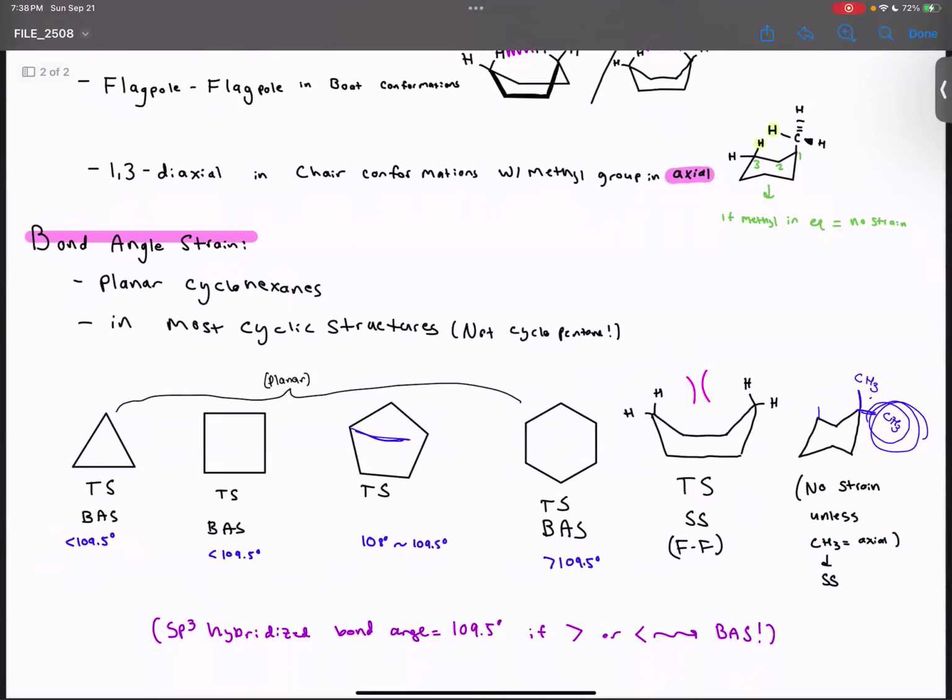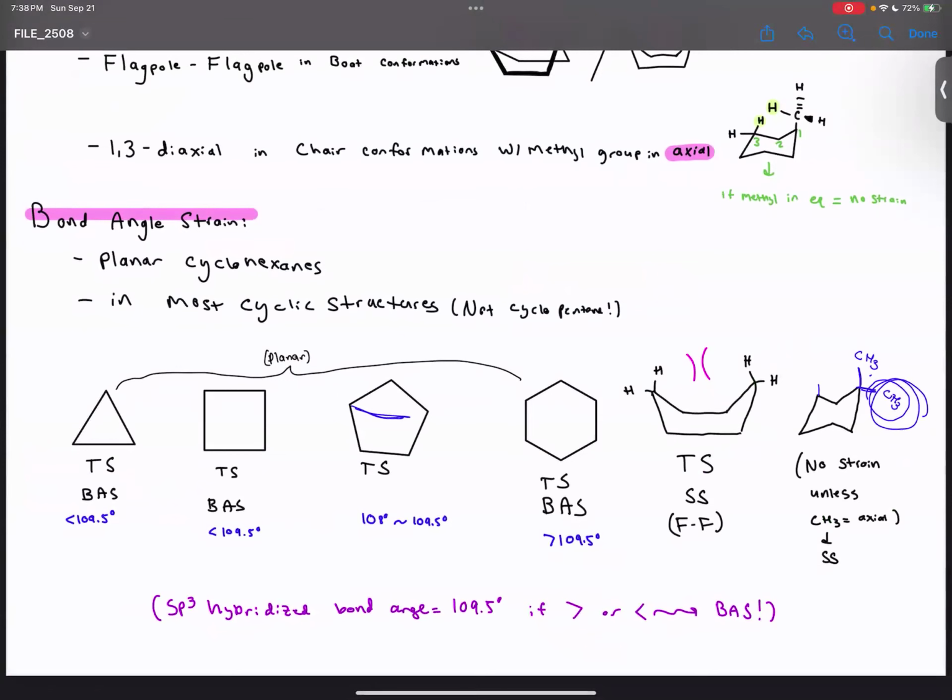And so really quickly, bond angle strain review. So planar cyclohexanes in most cyclic structures, except for cyclopentane. So all these are planar. And then just a review like torsional strain, bond angle strain, and not just because our ideal hybridization is going to tell us that we want a bond angle of about 109.5, but this is forcing it to go beyond that. So that's why we have those kinds of strains. We're forcing the electron clouds to be closer together than they want to be. So they're going to repel against each other and lead to all these strains.